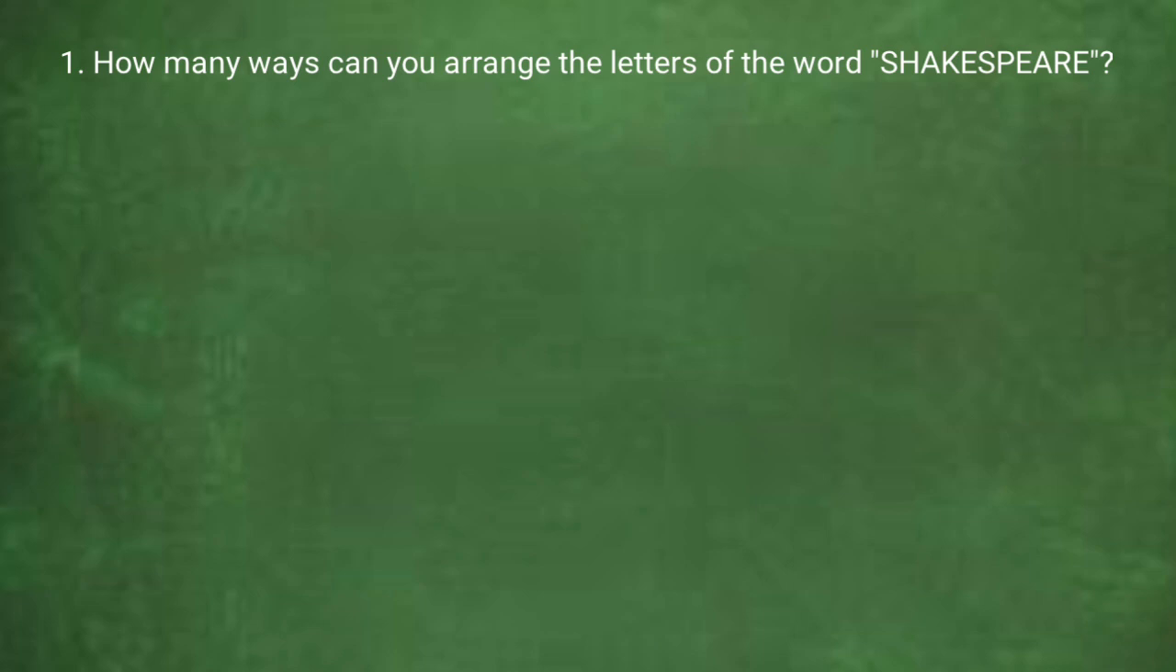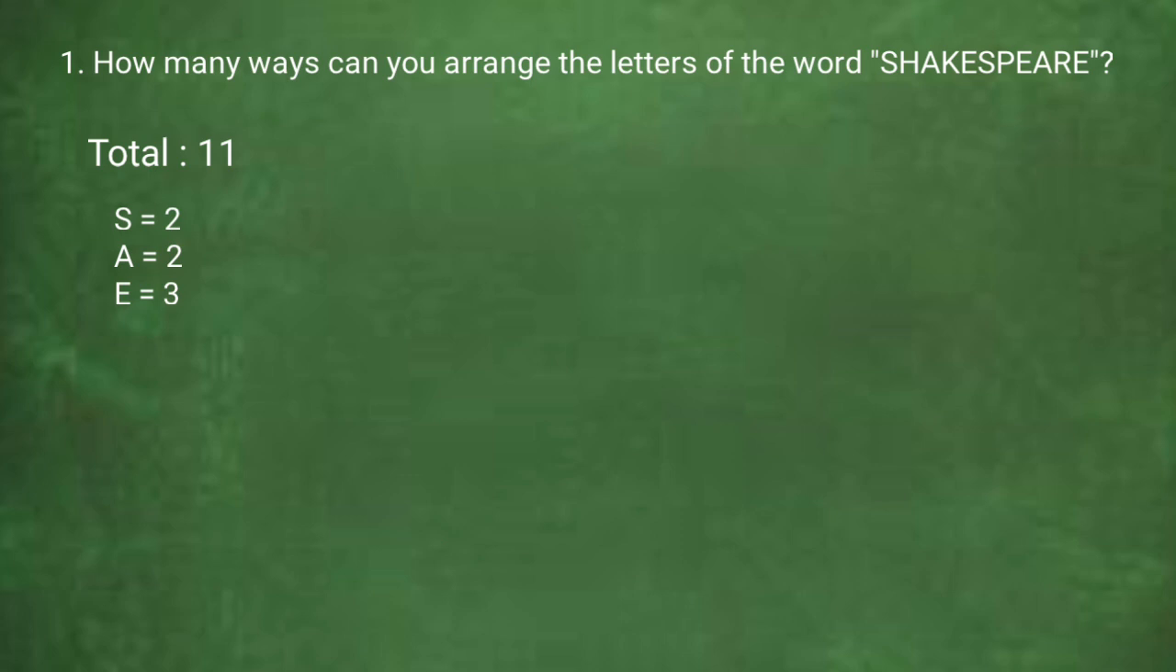Word problem 1. How many ways can you arrange the letters of the word Shakespeare? The first step to do is count the letters of the word. Shakespeare. The total letters of the word Shakespeare is 11. Next thing is I want you to see how many repeating letters are there. S is twice, A is twice, E is thrice.